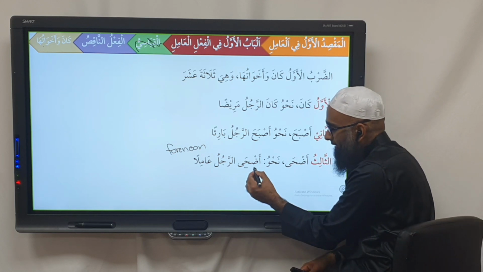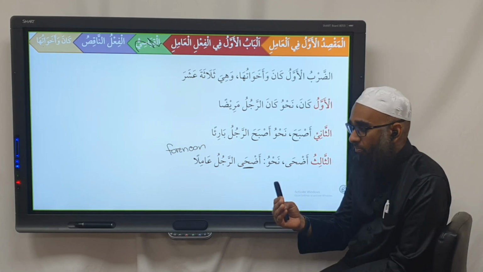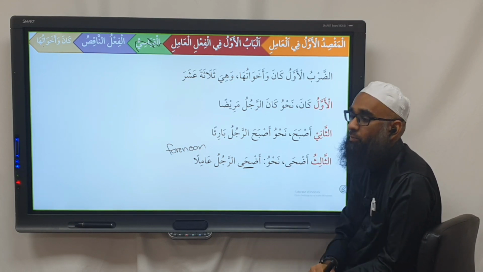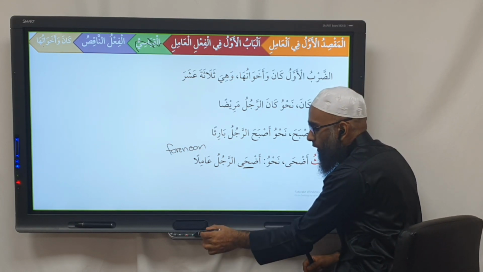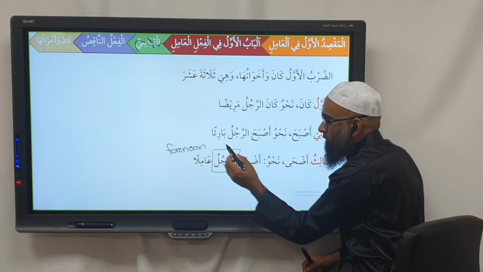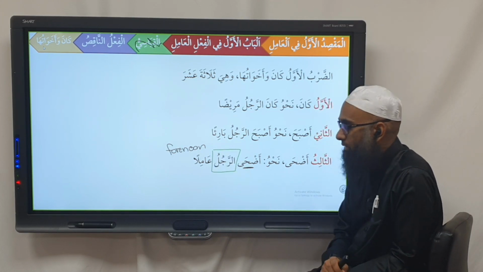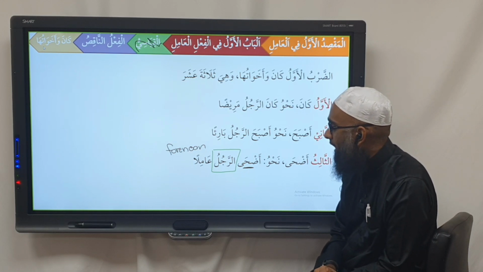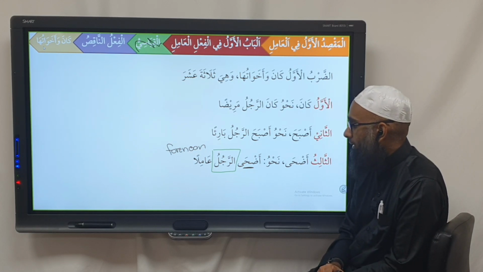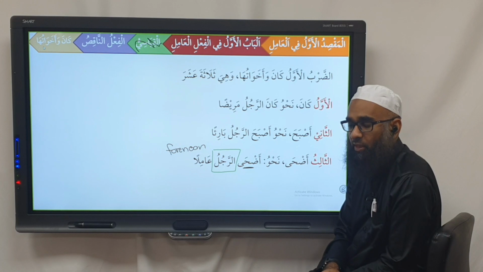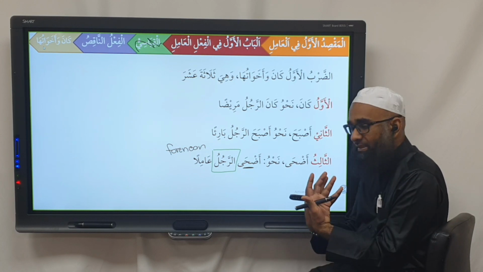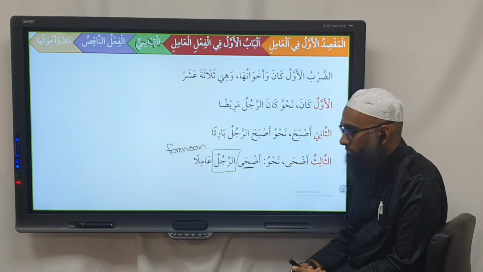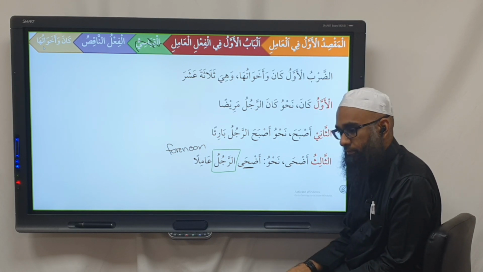So adha is a fi'l naqis from kana and its sisters. And all of these give a time aspect to the mubtada and the khabar. And the mubtada is now called what? Ism, not the mubtada anymore. It's called the ism of kana, of adha. So adha ar-rajulu amilan. The man was what? Working. The man was working in the forenoon. Understood?